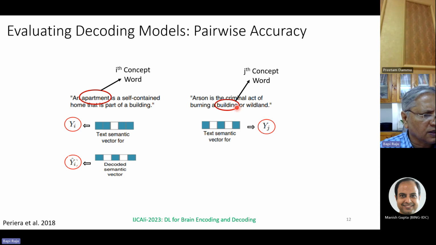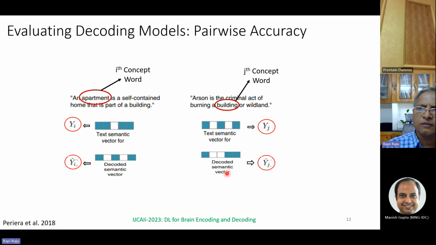Similarly, for this jth concept, this could be, for example, a 300-dimensional GloVe vector, or BERT representation vector, or a Wav2Vec type of representation of the word building. This is the ground truth. Yj is the ground truth for building, and yj hat is the decoded semantic vector from a model that you have built, for example, a ridge regression model. These are predictions from the decoder.